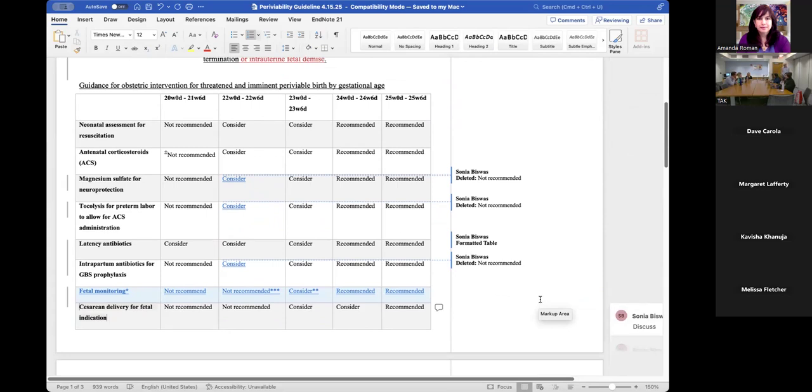Makes my point. I have a quick question regarding the C-section recommendation for 24 to 24 and 6. Are we saying consider instead of recommended? Because I know in our practice, here, yeah, I think that's a good point. Excellent point. Recommend, right? That's what she's saying. I know, but do you believe that? Up for discussion.